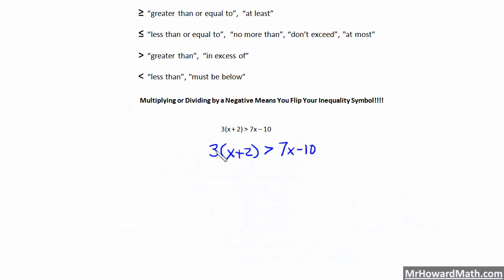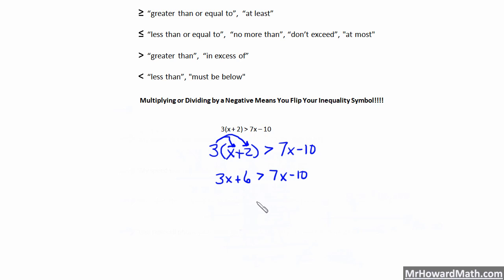The first thing that we have to do is distribute this 3 inside the parentheses. So we're going to draw our arrows here. 3 times x and then 3 times 2. So let's do that. 3 times x is 3x. 3 times 2 is plus 6. So now we have 3x plus 6 is greater than 7x minus 10. So we need to see what value of x makes this true. That's all we're doing.